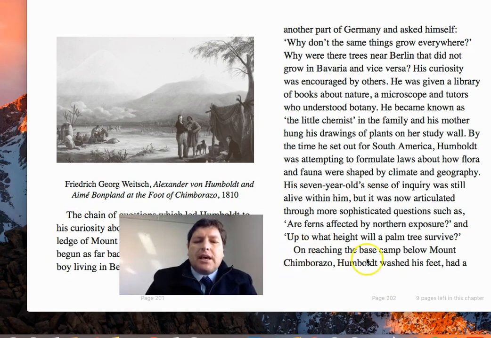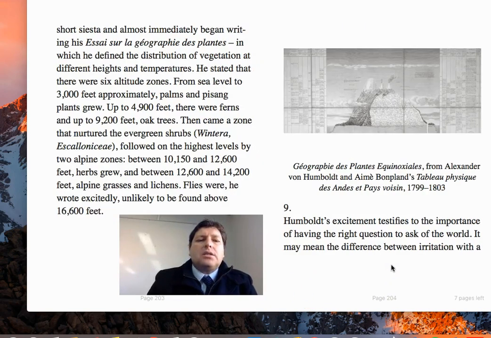On reaching base camp below Mount Chimborazo, Humboldt washed his feet, had a short siesta, and almost immediately began writing his Essai sur la géographie des plantes, in which he defined the distribution of vegetation at different heights and temperatures. He stated that there were 6 altitude zones from sea level to 3,000 feet approximately. Palms and grasses grew. Up to 4,900 feet, there were ferns, and up to 9,200 feet, oak trees. Then came a zone that nurtured the evergreen shrubs, and so it goes.